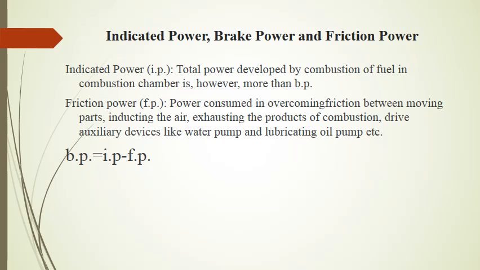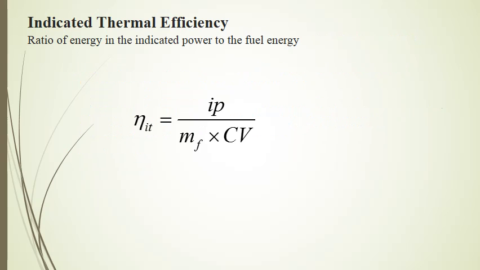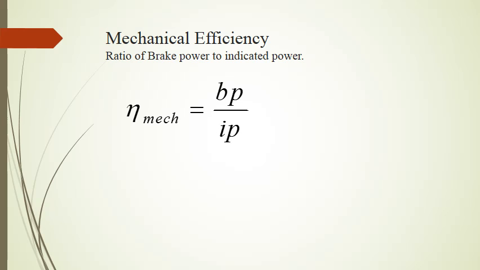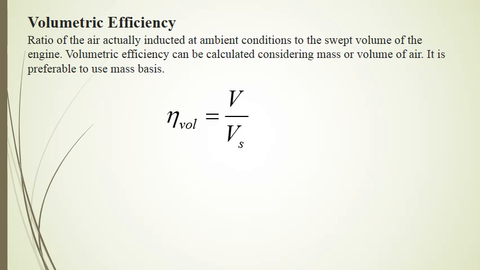The difference between the indicated power and the brake power is the indication of power lost in the mechanical components of the engine. Indicated thermal efficiency basically indicates the ratio of the indicated power to the energy produced by the burning of fuel. Whereas brake thermal efficiency defines the ratio of brake power to the energy produced by the burning of fuel. The mechanical efficiency is defined as the ratio of brake power to the indicated power.